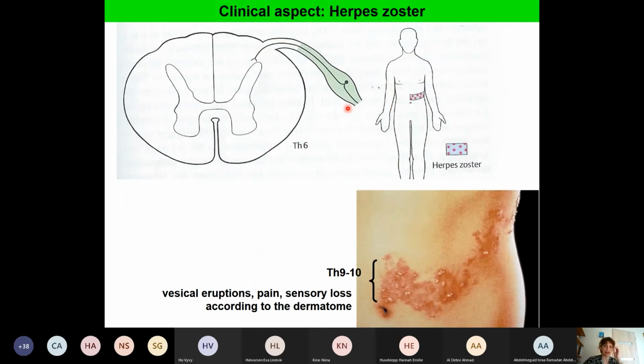That is a viral infection, and the viruses can be stored in the dorsal root ganglia. That means that the symptoms will appear according to the appropriate dermatome. In this case, for example, the segments between T9 and T10 are affected, and you can see the vesicular eruptions in this area, and patients will also have pain according to this dermatome and sensory loss.